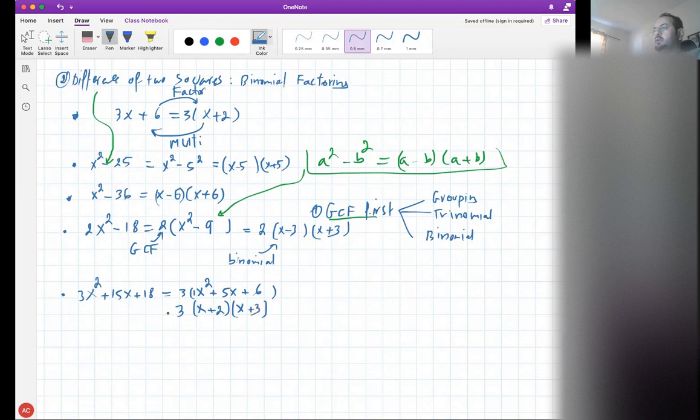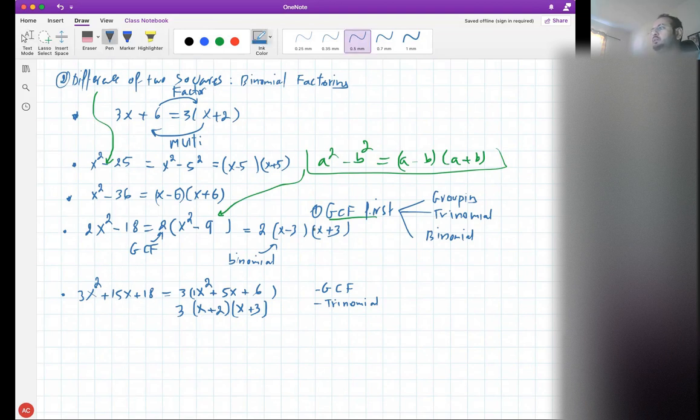So, GCF first. And then we used trinomial. Before, we used GCF then binomial, but here we used trinomial. So this is complete now. There's nothing else to factor. This is complete.